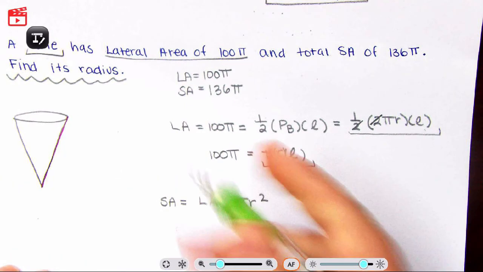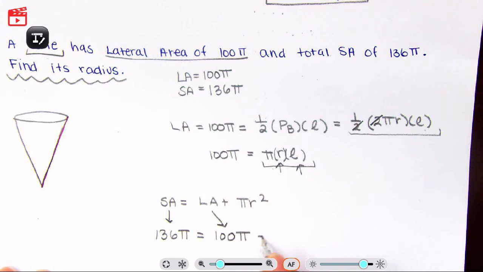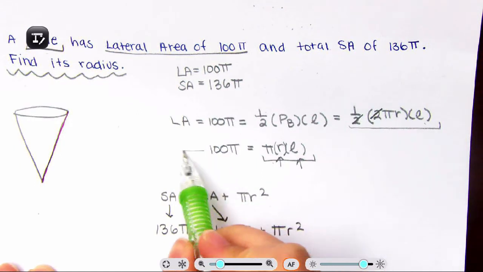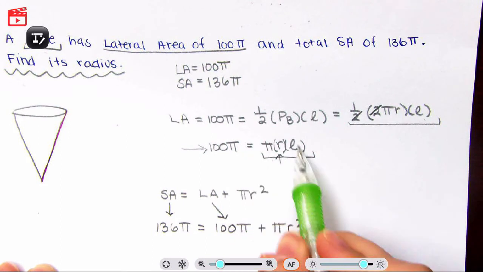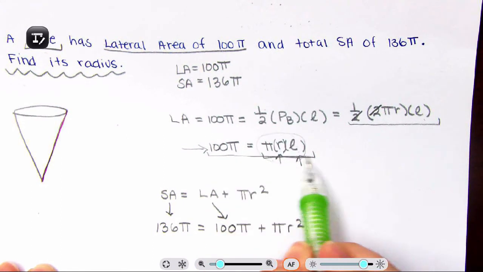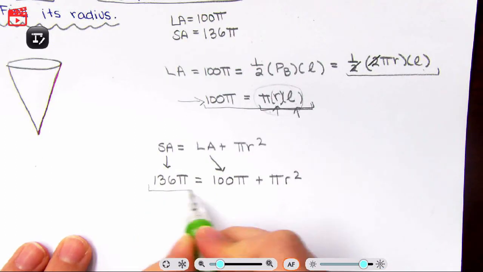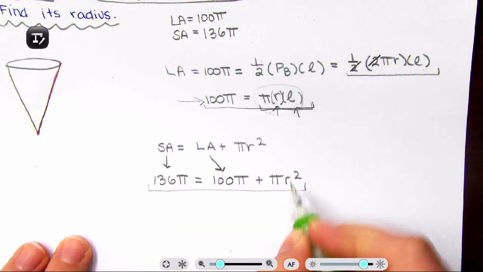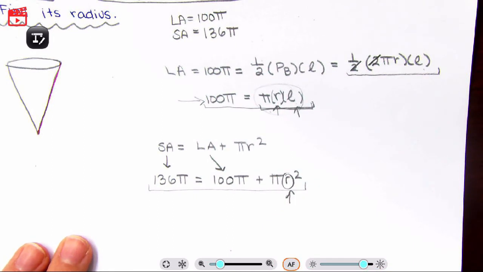Because they give me the quantity of surface area, so surface area was equal to 136 pi. Lateral area was equal to 100 pi. And then we have our pi r squared. So looking at my lateral area here, I have two unknowns, so I can't really use this equation to solve. However, when I look at the equation for the surface area, I know that I have one variable, and that happens to be the variable that we're trying to solve for.